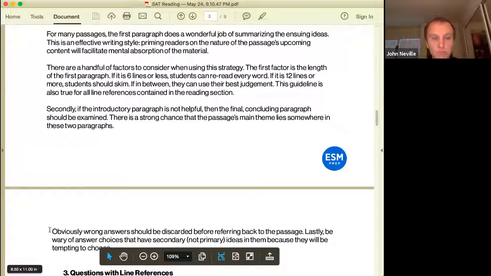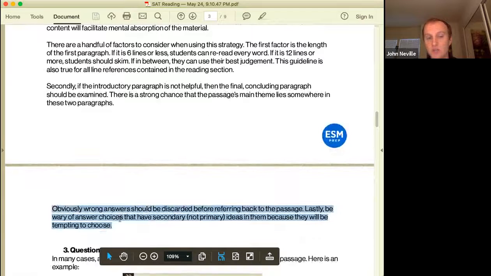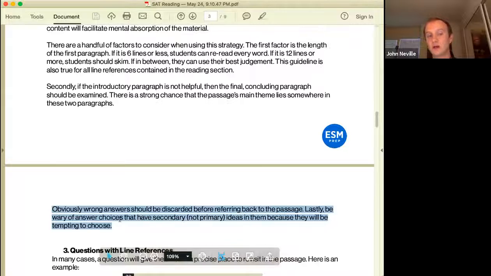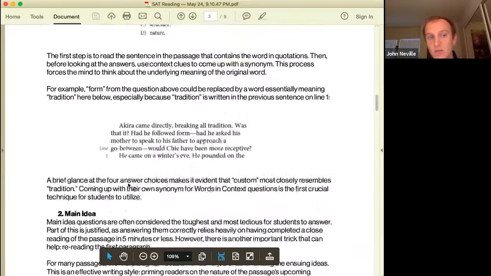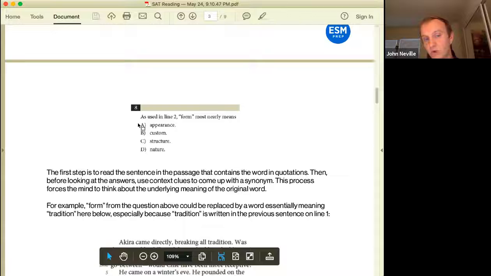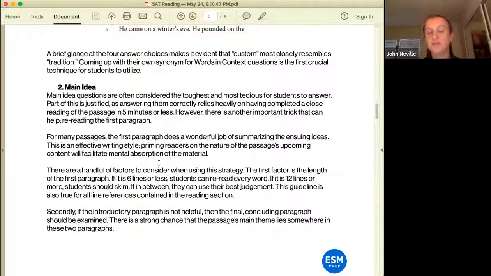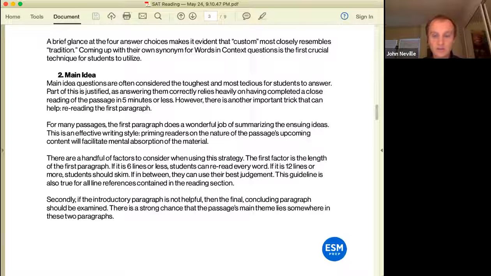In general, before you go back to the passage on a main idea question, you want to get the obviously wrong answers out of the way first. So in the words and context questions, I recommended going back to the passage first before really taking a close look at the answers to come up with a synonym. For the main idea questions, I do think a reasonably focused initial reading of the passage can get at least 1 or 2 wrong answers out of the way. And here's what a main idea question might look like.